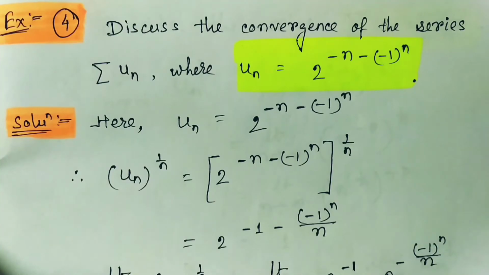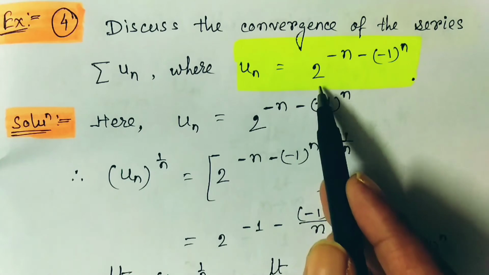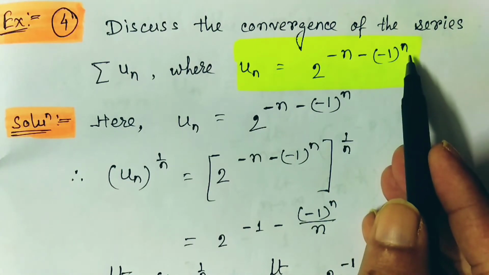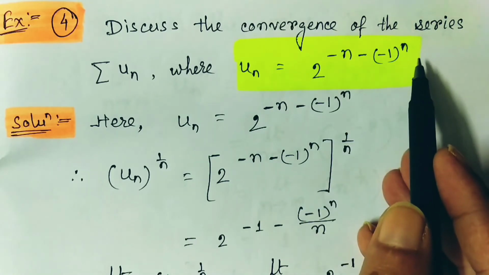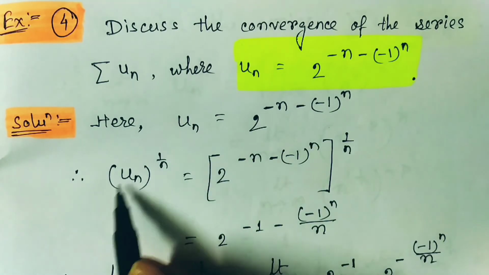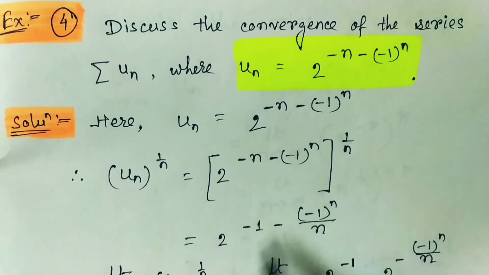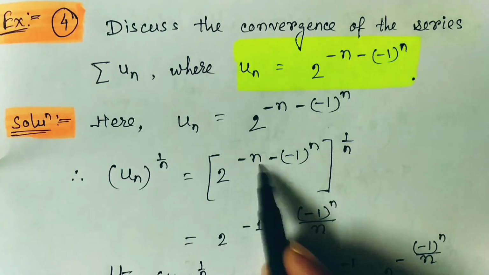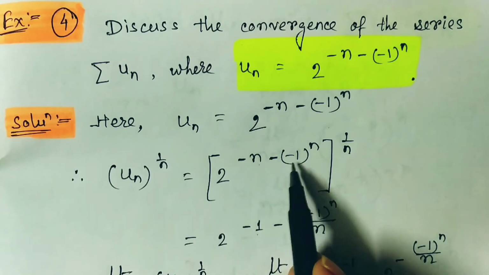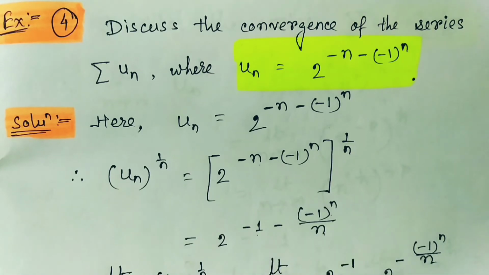Let us check one more example where un is 2 to the power minus n minus of (minus 1) to the power n. So this entire thing is in the power. If we take the power of un as 1 upon n, then it becomes 2 to the power minus 1, then minus of (minus 1) to the power n divided by n. So this one is now the new power of 2.